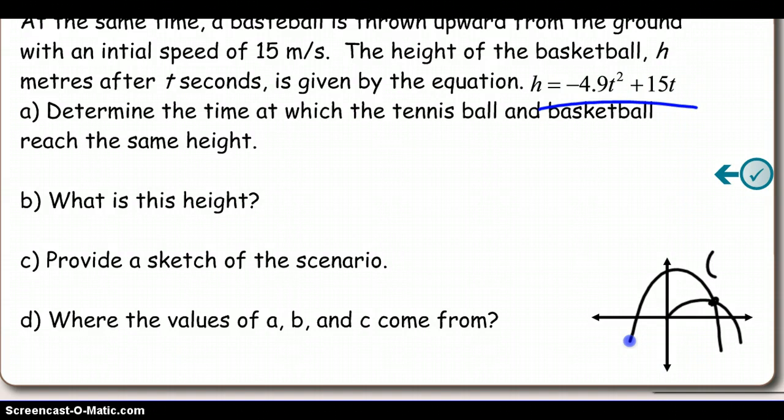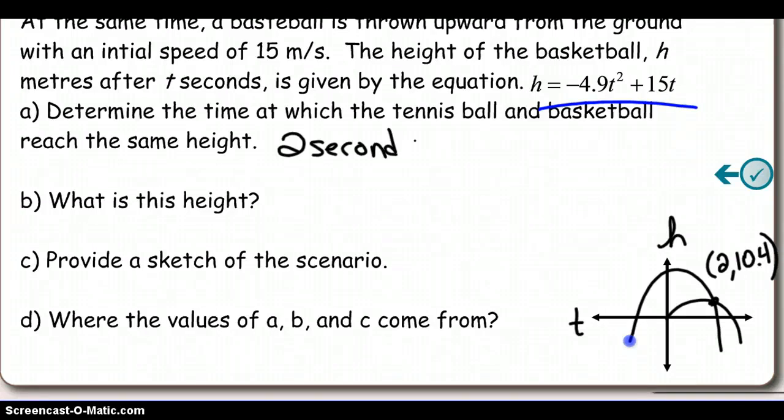And that is at 2 and 10.4. Okay? So what do those two things mean? Well, once again, this is my height and this is my time. So at what time will they be the exact same? Well, that time will be at 2 seconds. And what is the height? It is 10.4 meters.